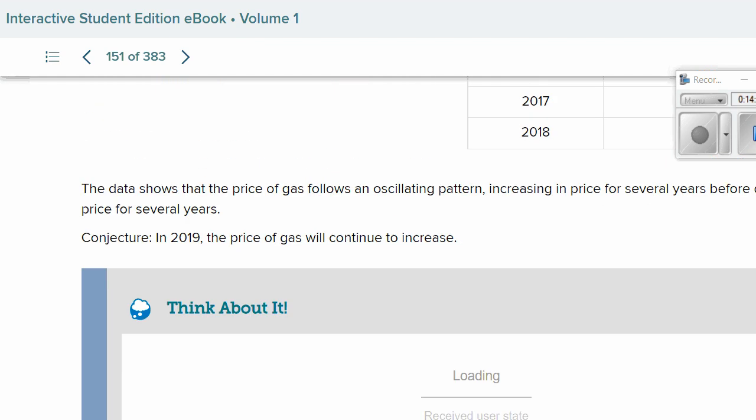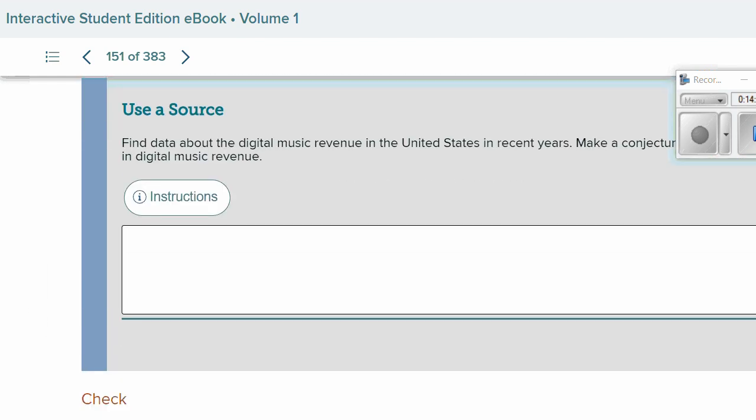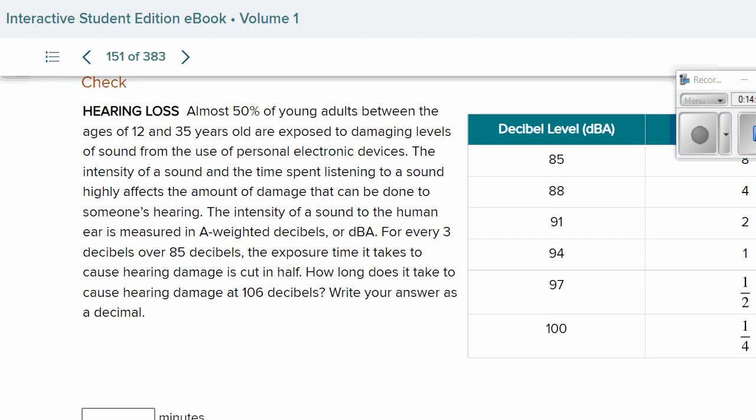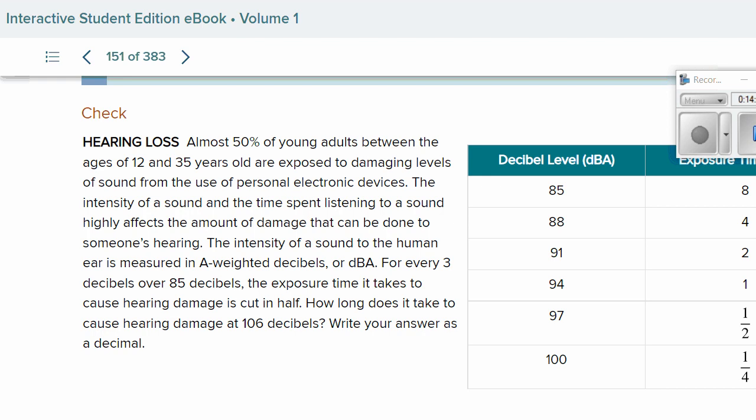And then we're going to go here. Hearing loss. So we have this scientific study looking at hearing loss of people between the ages of 12 and 35. And we're looking at the level of music that they're listening to, especially when they have earbuds in, okay? And the studies show that you have some ear loss or hearing damage based on how loud your music is, and also how much time you're listening to it. So it's not just how loud it is, but the duration of time you're spending doing that. So they have decibel levels over here, and they have exposure time on the right, and they want to know what kind of hearing damage might occur at 106 decibels.